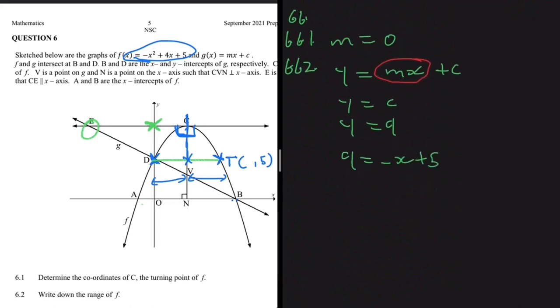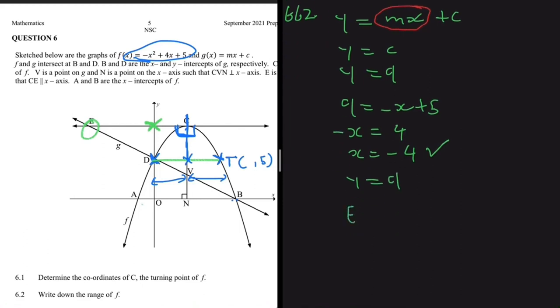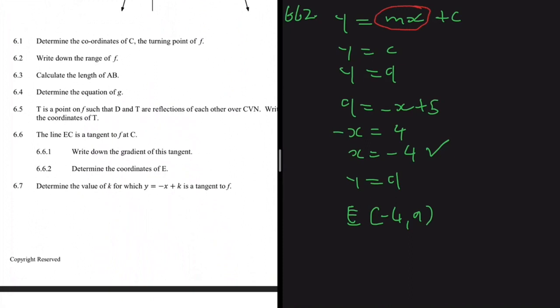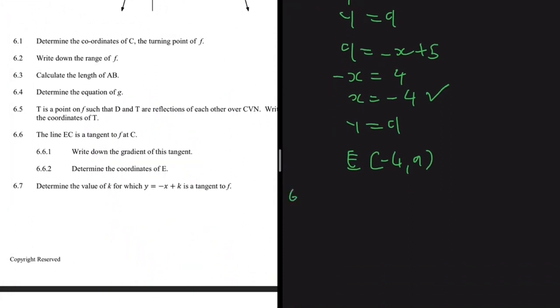So minus x will be equal to 4. So x is equal to minus 4. So that is the x value of E, right? But then we know the y value of E is supposed to be equal to 9, because that's the equation of line EC. So now we can say that the coordinates of E are (-4, 9), right? If you use the equation of g of x, you should still get (-4, 9) also. And then let's move to 6.7.